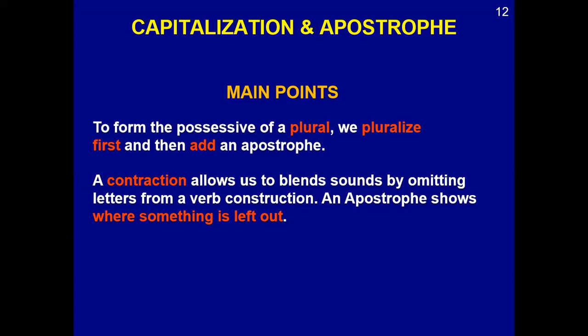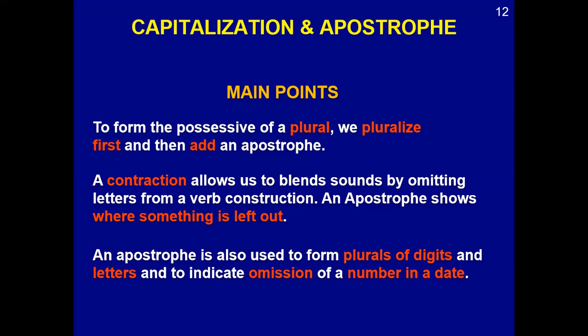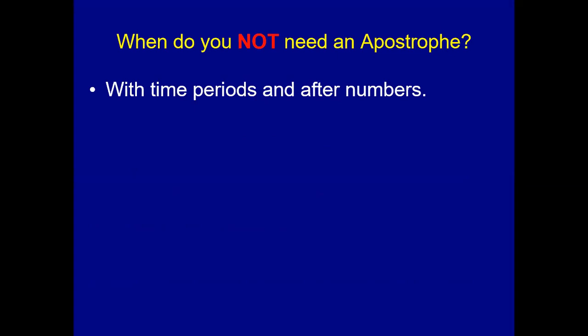The next: a contraction allows us to blend sounds by omitting letters from a verb construction. An apostrophe shows where something is left out. Last but not least, an apostrophe is also used to form plurals of digits, letters, numbers, and to indicate omission of a number in a date.